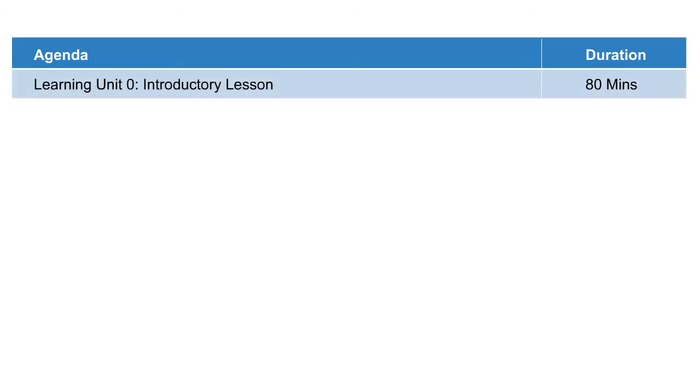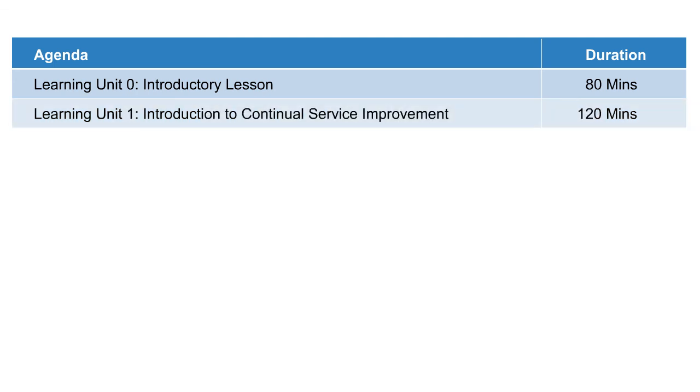Let me give you an overview of all the learning units of this tutorial. In all, we have 9 learning units, including the introductory lesson, which we will be completing in a few minutes. Let's look at the other learning units now. Learning Unit 1 talks about the introduction to continual service improvement. This learning unit will cover and introduce you to the concepts and terminology used in the field of continual service improvement. Purpose, objectives, scope, functions, and value to business is discussed in this learning unit.